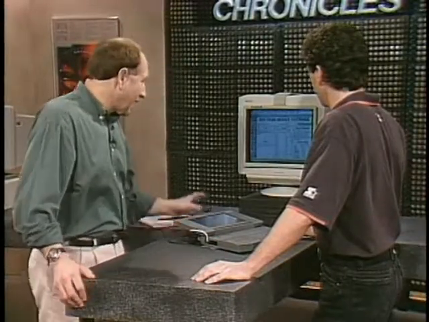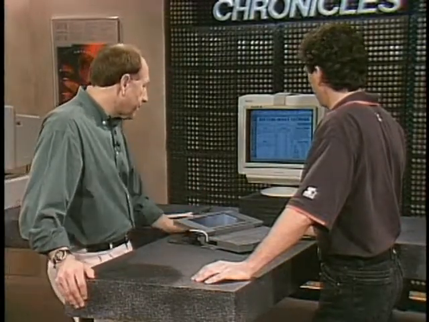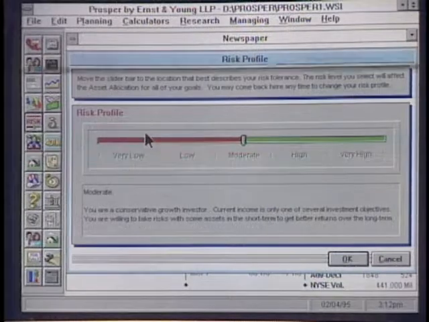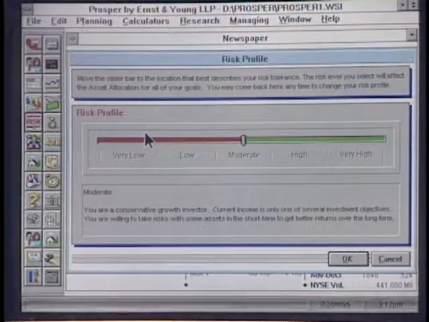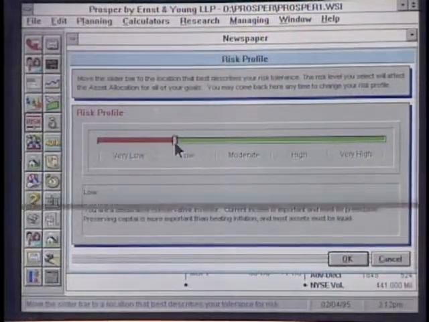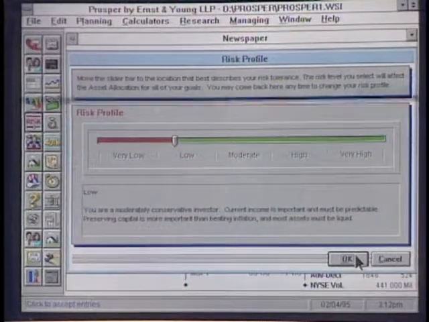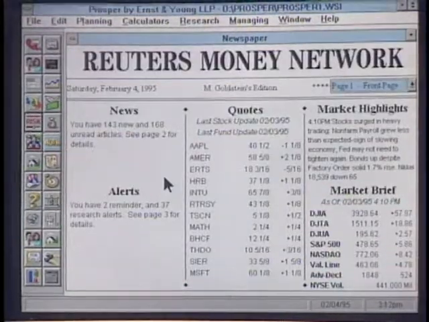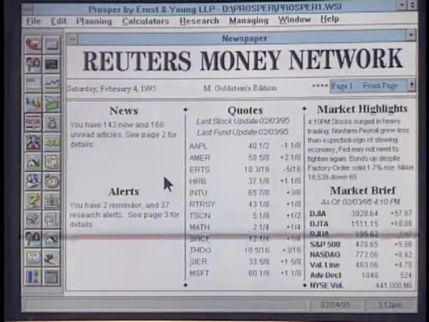All right, so let's take a look at it. Here's Reuters Money Network is up. And how do I use this stuff? Well, the way it really starts is that you start answering questions right up front. Who are you? How much money do you have? In this case, what might be your risk profile, or your tolerance for risk? You might also answer questions about your goals, retirement, buying a home and whatnot.